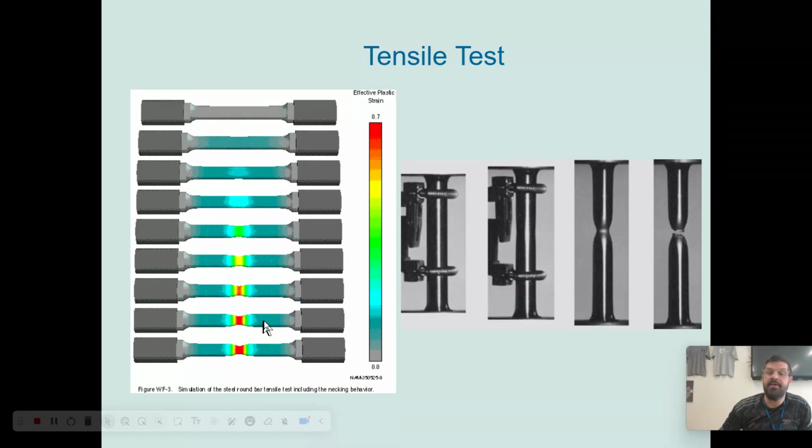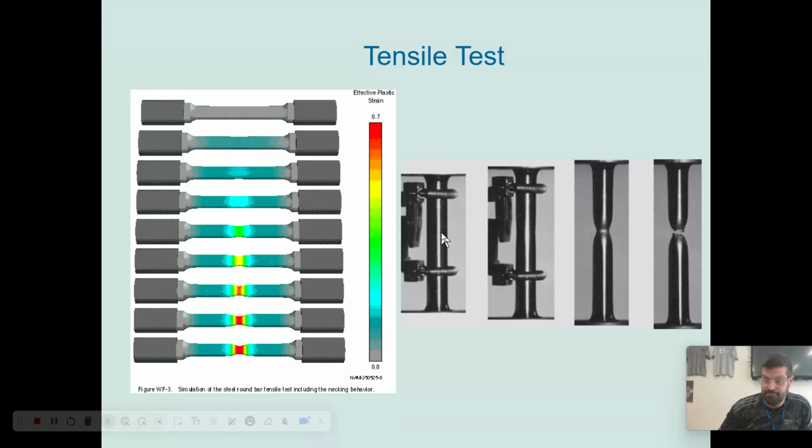Okay. It's important to note that before it starts to neck, so any point over here when it's just uniformly elongating, if you release the pressure, if you stop pulling on it, the material should bounce back to its original length and original cross section, right?